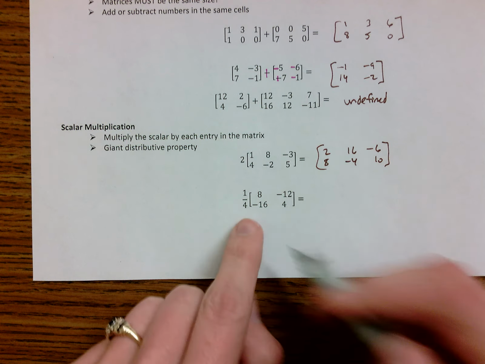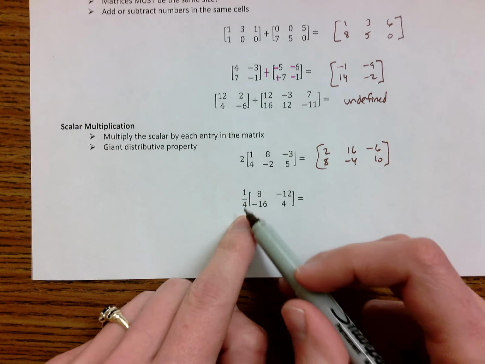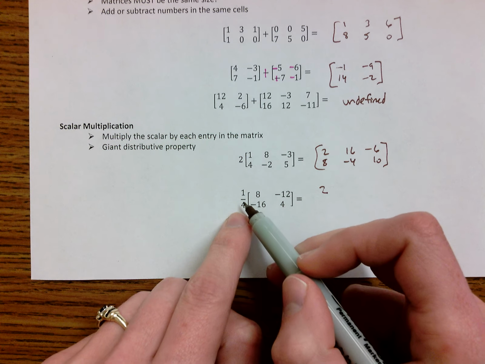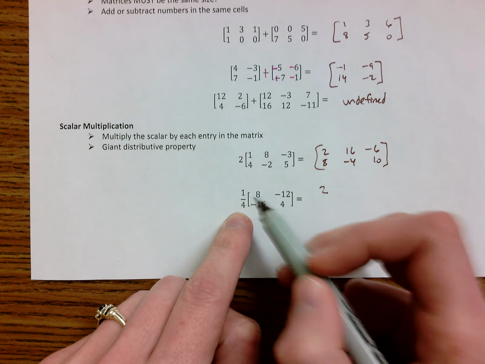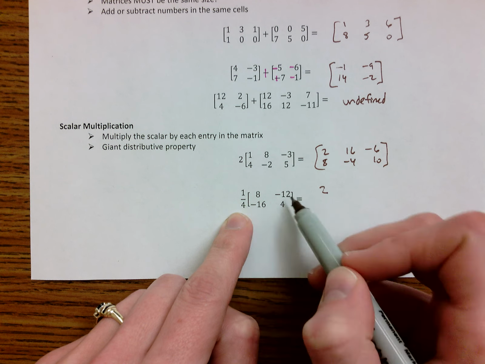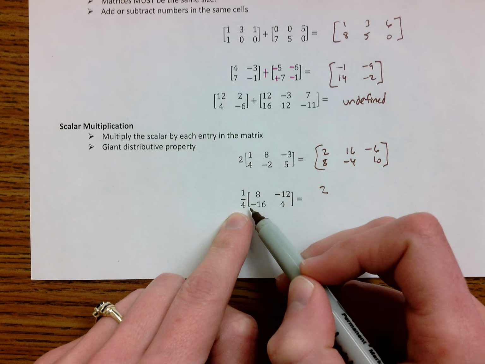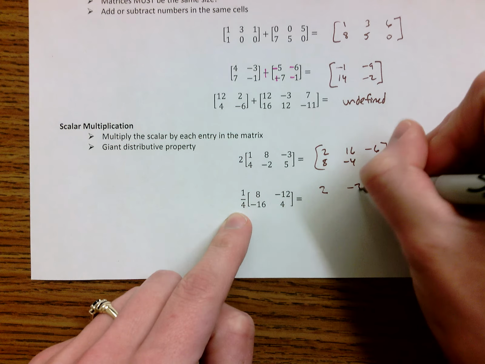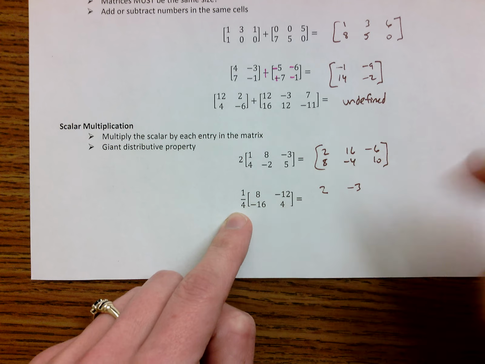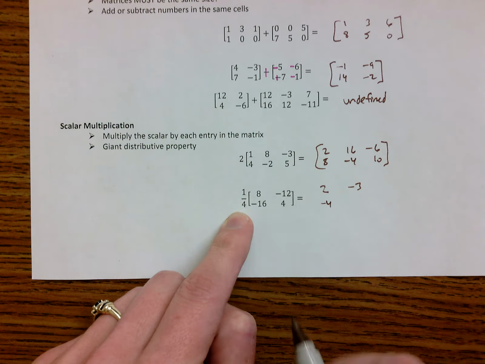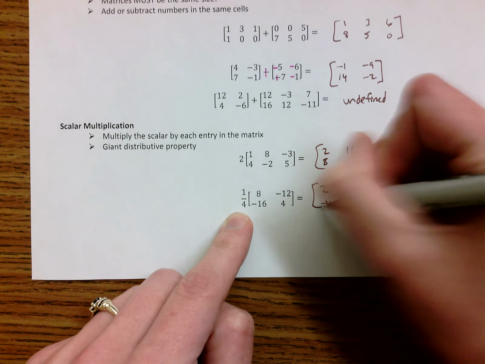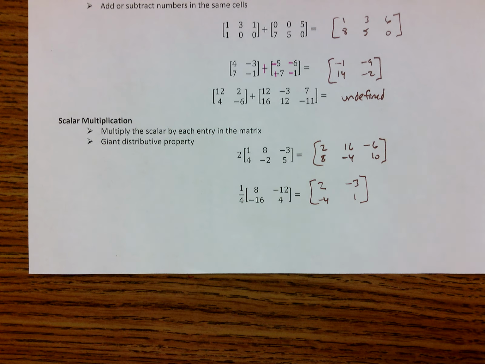Okay, same thing here. We're multiplying by 1/4, right? Well, 1/4 of 8 is 2, right? It's the same thing if it helps you. Multiplying by 1/4 is the same thing as doing 1 times 8 divided by 4, right? 1/4 of negative 12 is the same as 1 times negative 12 divided by 4. So that's negative 3. 1/4 of negative 16 is the same as 1 times negative 16 divided by 4. So negative 4. And then 1 times 4 is 4, divided by 4 is 1. And there we go. All right, so that is it.